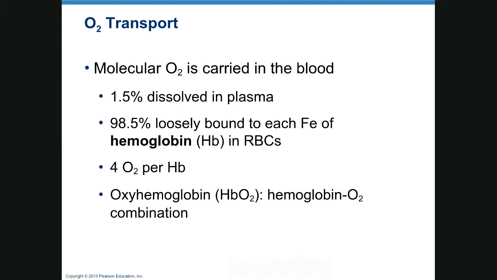Now, transport. Oxygen is carried in the blood: 1.5% dissolved in plasma, 98.5% bound to hemoglobin. 4 oxygens bind to each hemoglobin, and then we have oxyhemoglobin. Now, oxyhemoglobin is the bright red oxygenated blood.